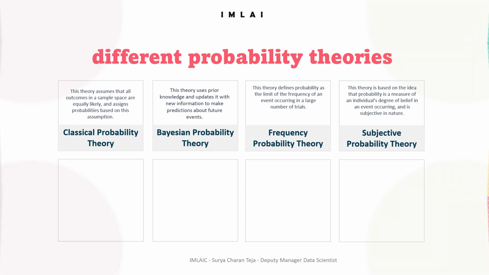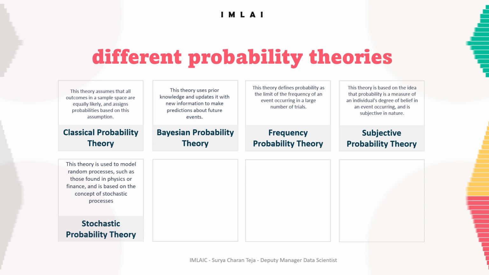Then we have stochastic probability theory. This theory is used to model random processes such as those found in physics or finance, and is based on the concept of stochastic processes. Let's take one example: simulating the movement of stock prices over time using a stochastic process such as Brownian motion. Brownian motion is the best example for stochastic probability theory.